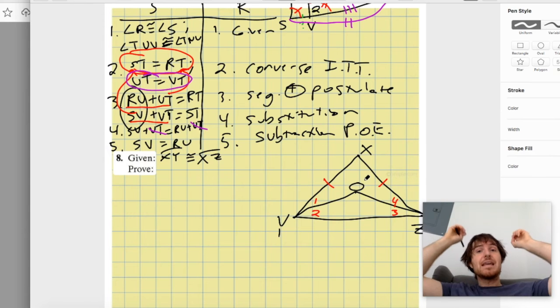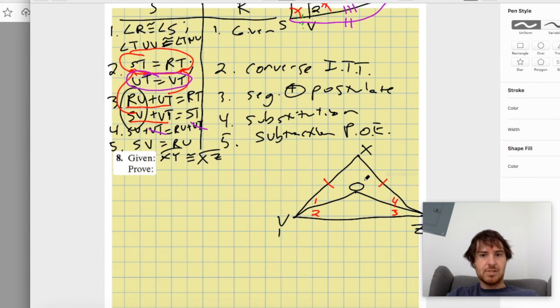That's the ITT. If two sides of a triangle are congruent to one another, then the angles opposite those two sides are congruent. Okay, so I know that angle XYZ is going to be congruent to angle XZY, right? I'll probably use that. I have my argument here, okay?